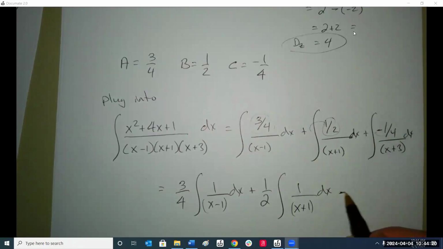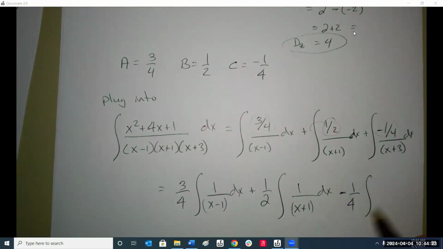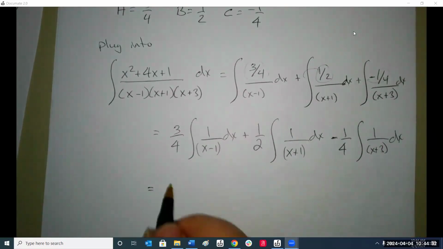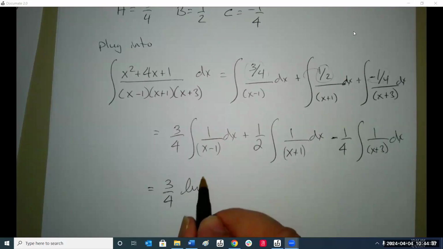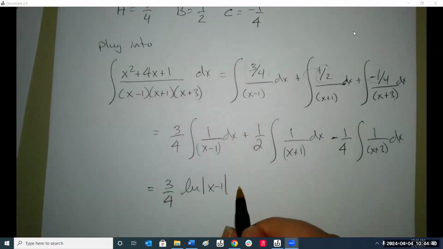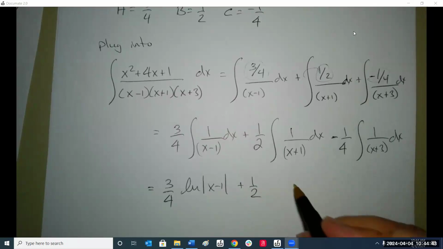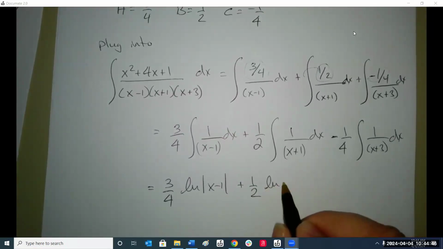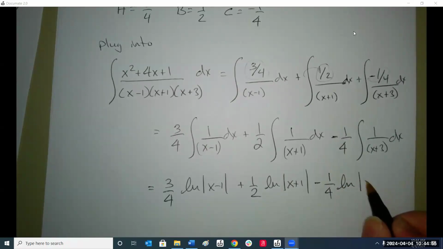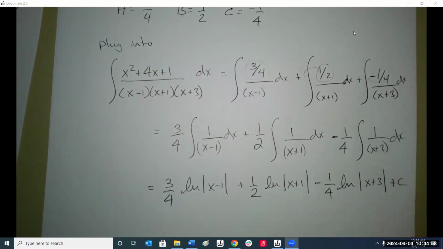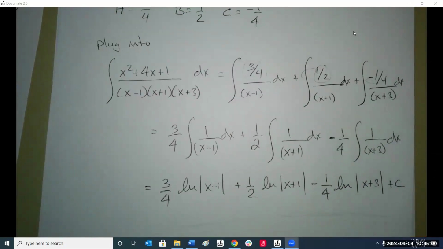And that's a constant, I could bring it out in front. It's a negative 1/4. The integral of 1 du over u makes it ln |x - 1| plus 1/2 ln |x + 1| minus 1/4 ln |x + 3| plus c. And there's my integral.